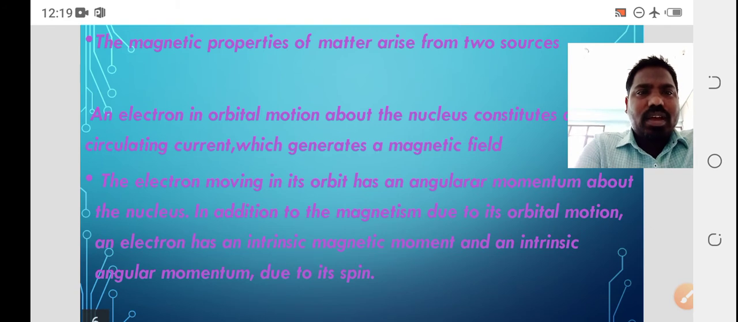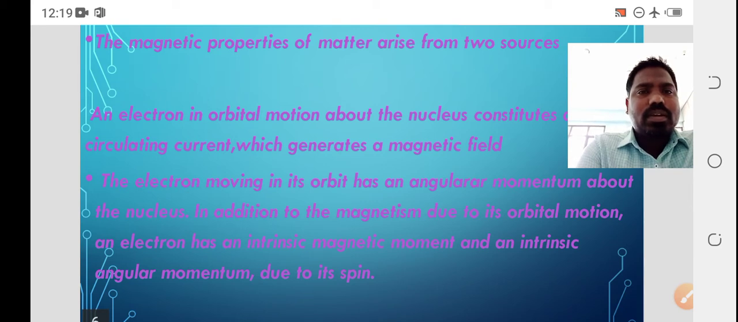So it is having angular momentum. In addition to magnetism due to the orbital motion, an electron has an intrinsic magnetic moment and intrinsic angular momentum due to spin. Here it is generating a magnetic field due to current.